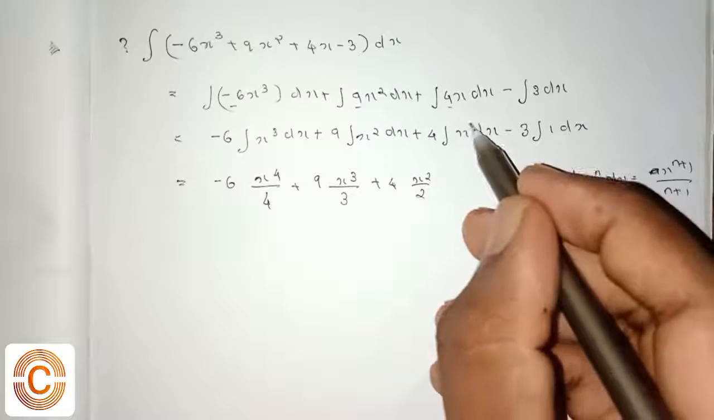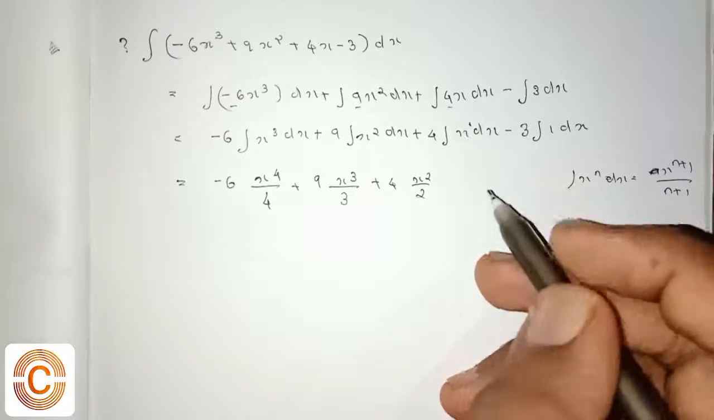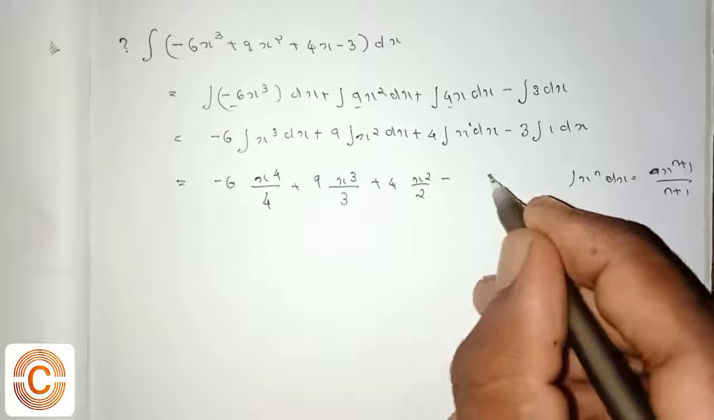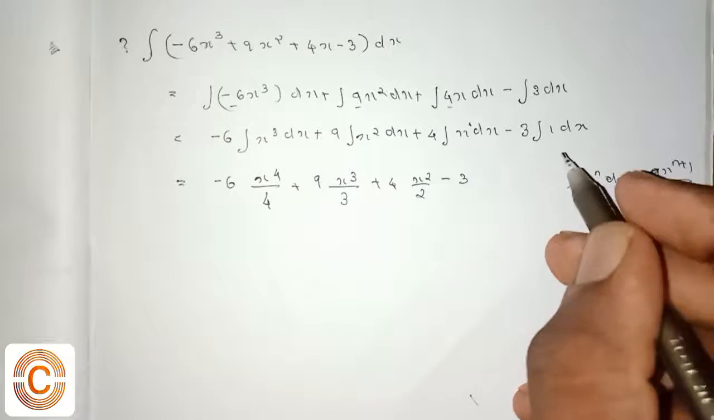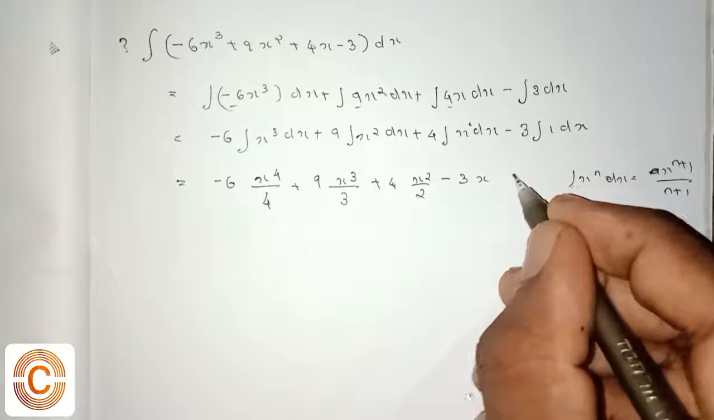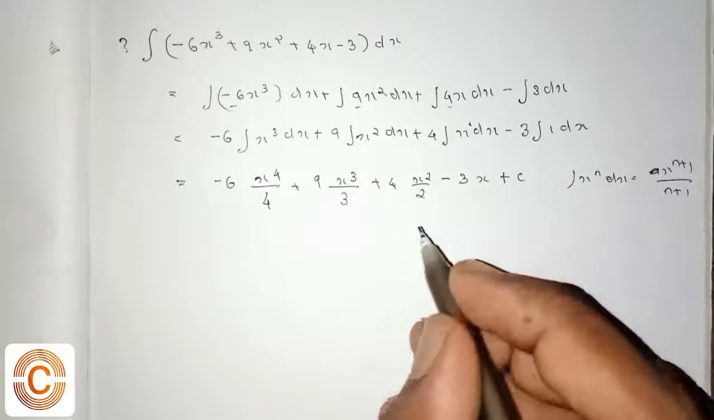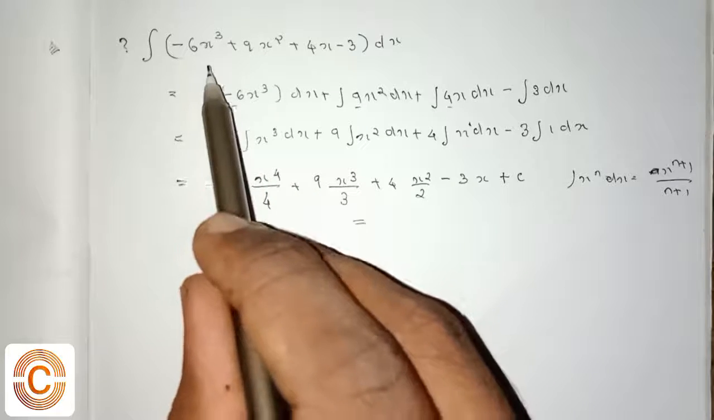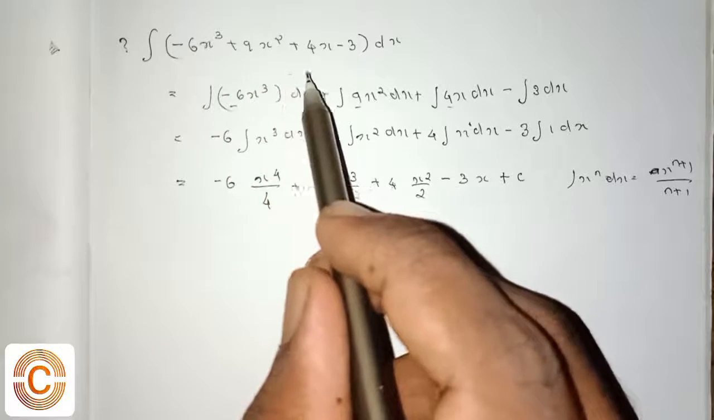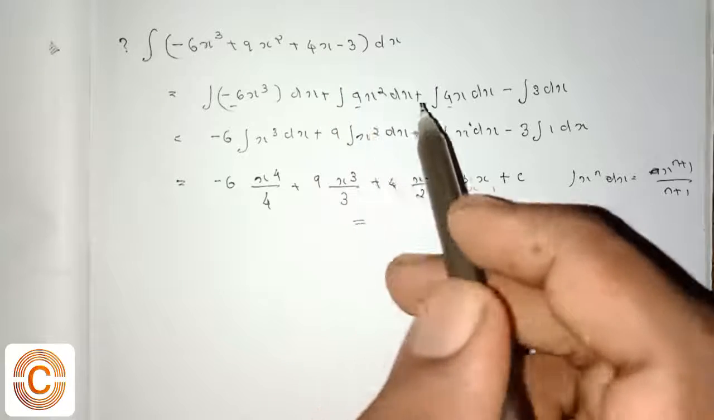For the last term, minus 3 into integral of 1 dx, and integral of 1 dx is equal to x. Then put an integration constant c here. So this is the solution for the given question, integral of minus 6x cube plus 9x square plus 4x minus 3 dx.